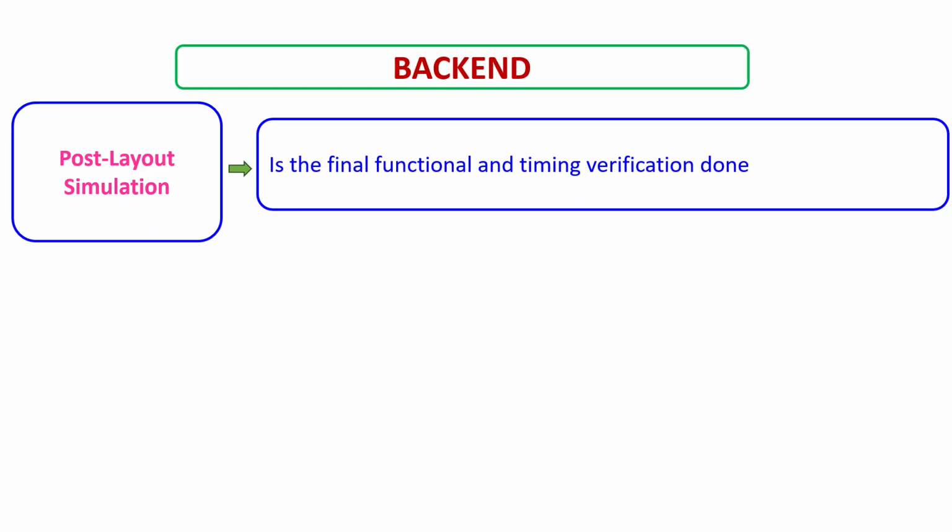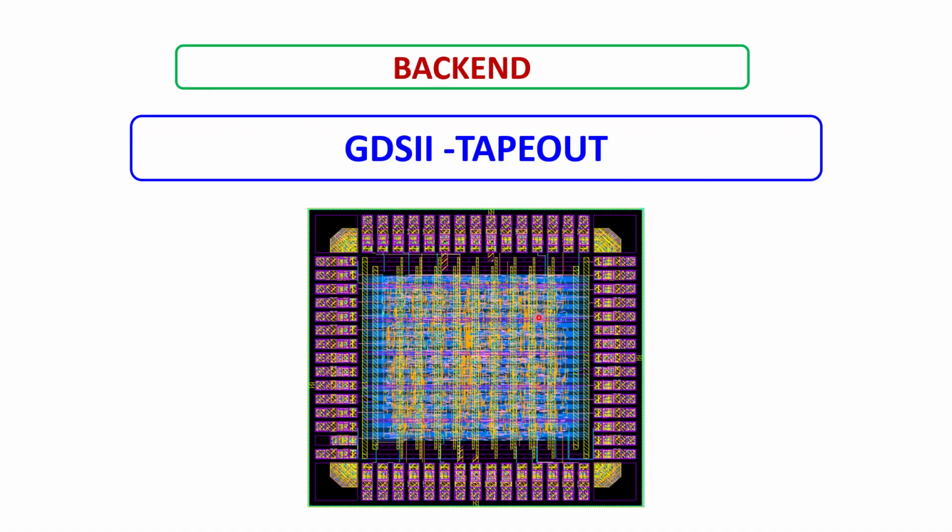Now the final stage is post layout simulation. It is where the final verification is done with extracted parasitic effects to ensure that the chip works correctly in real silicon conditions. After doing this, look, this is the final GDSII file. This is the tape out which we are giving to the foundry for fabrication.